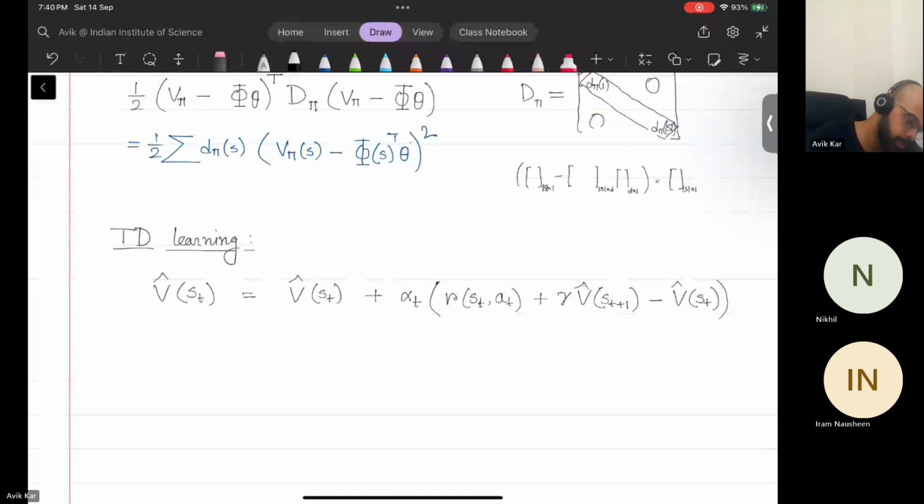So if you want to minimize a function, so the function be theta.